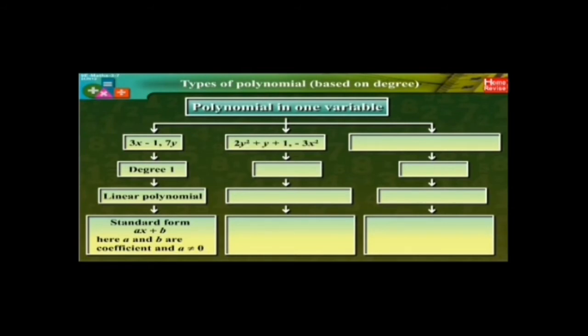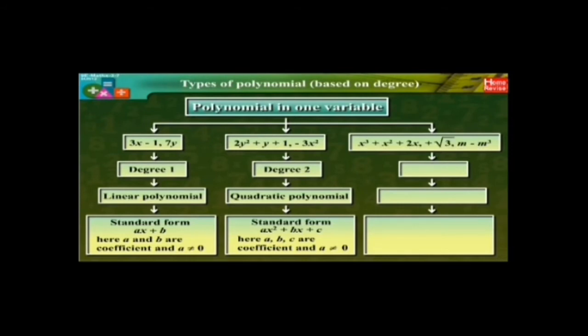Next, 2y square plus y plus 1, minus 3x square. Degree 2. Quadratic polynomial. Standard form ax square plus bx plus c. Here a, b, c are coefficients and a is not equal to 0.